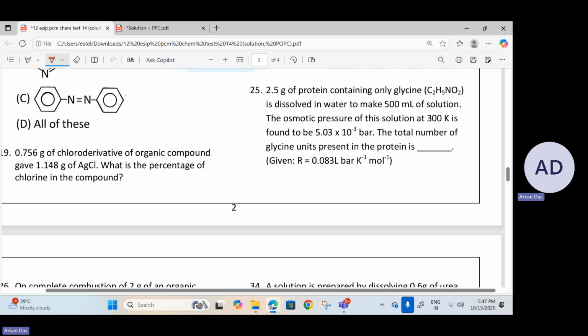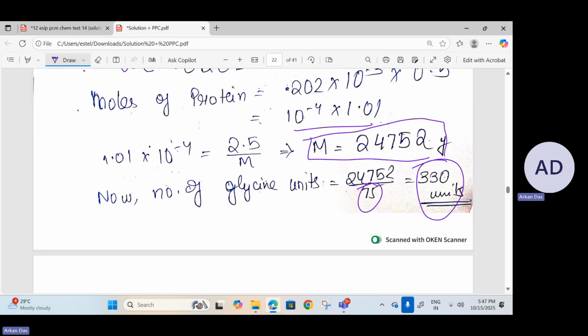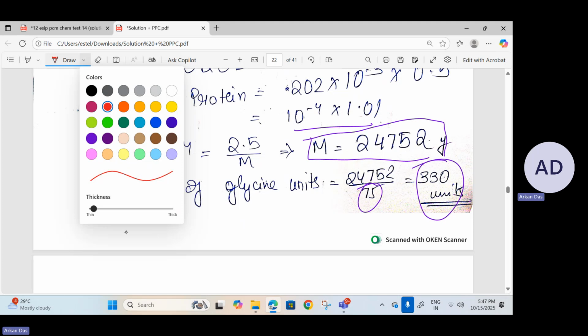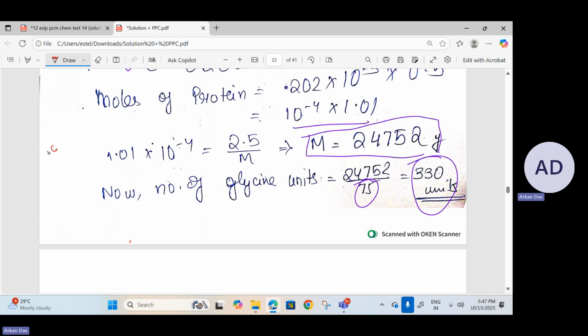Now, how to calculate the molar mass of glycine? Easily, we can calculate it, because we know the glycine formula, that is nothing but CH2NH3COOH. We know the number of carbon. How many carbon are there? 2 carbon are there. C2, how many hydrogens are there? H6NO2. So you can easily calculate, which is going to come as 75. That's it.